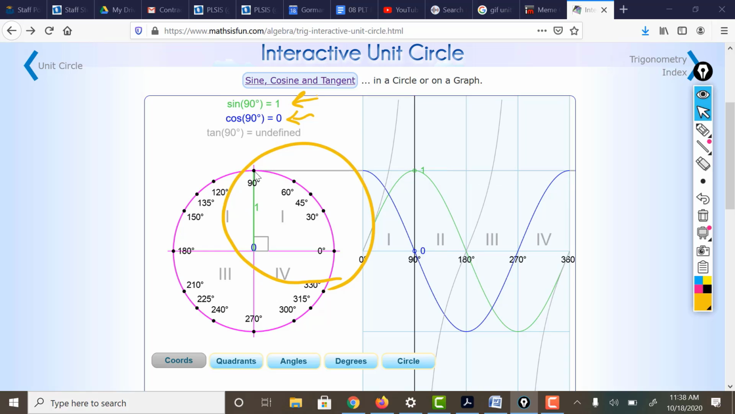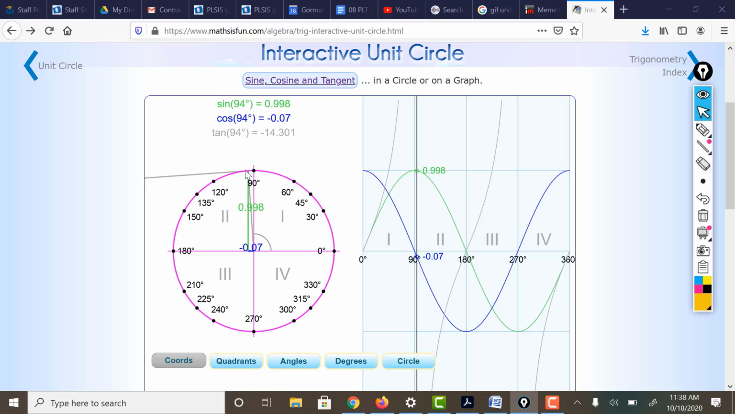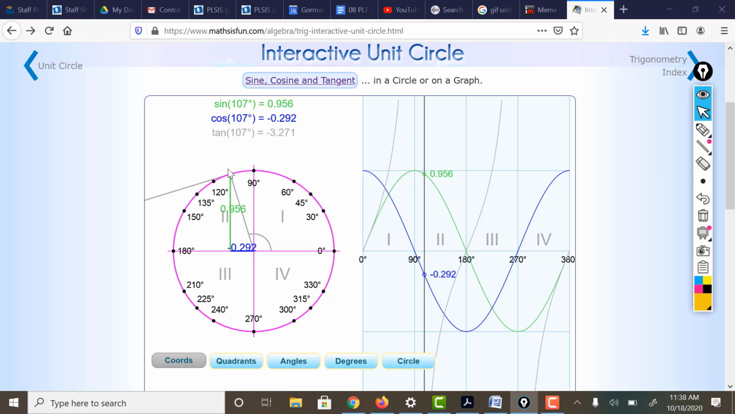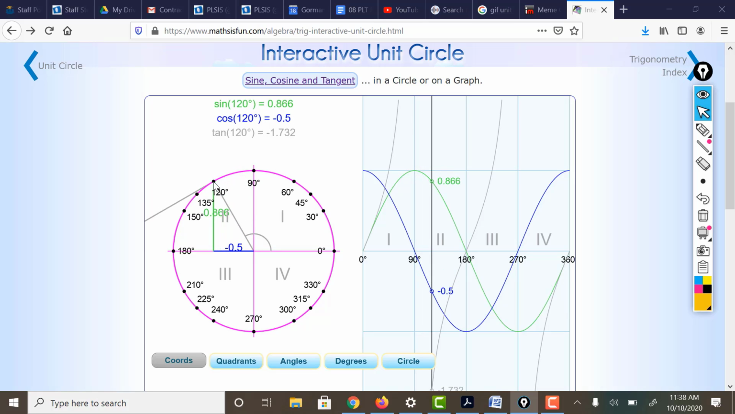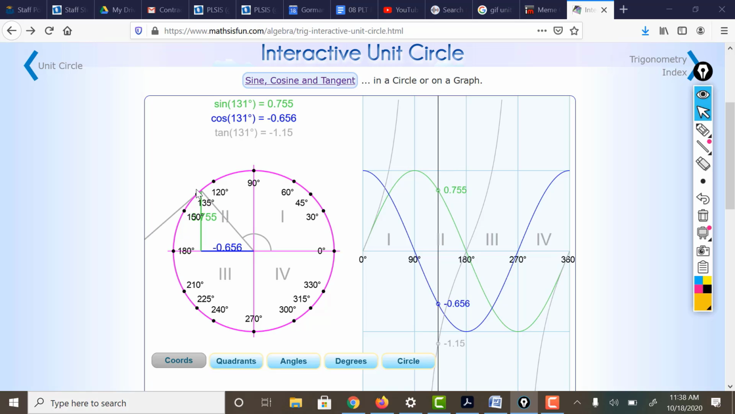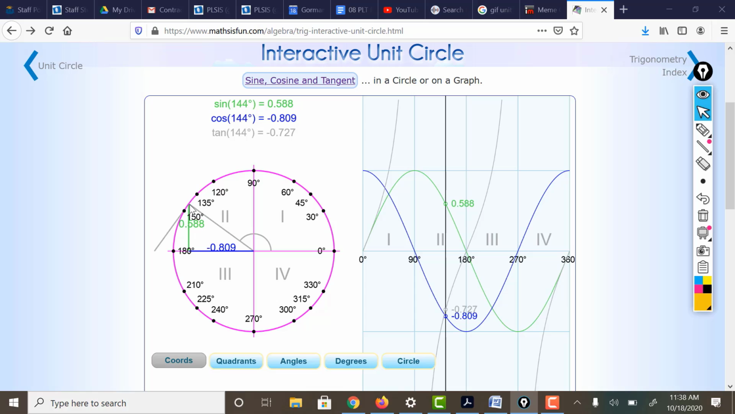Okay, that's quadrant 1. Look what happens in quadrant 2. It's kind of the opposite, right? Because now the green is getting smaller and the blue gets larger. However, the blue is getting larger in the negative direction. That's pretty important. Okay, remember that the green represents sine, the blue represents cosine. So right now our sine is still positive, it's still above the x-axis, but our cosine is negative, so it's in the negative region. You'll know what this means a lot later.